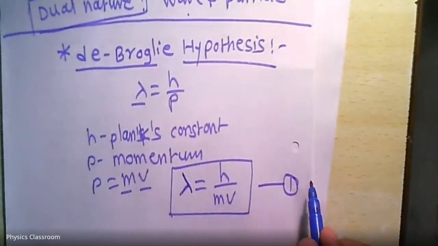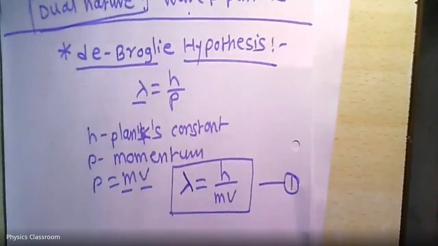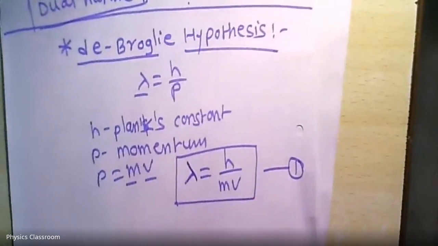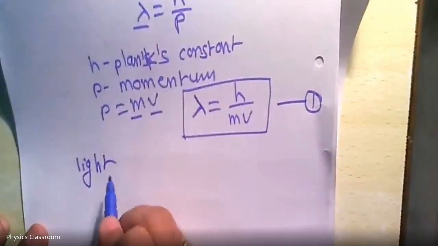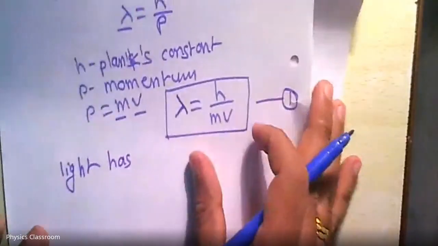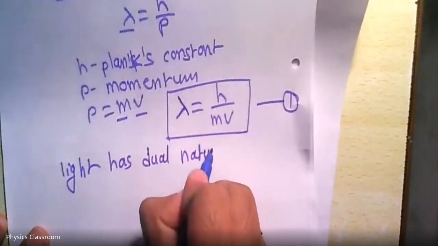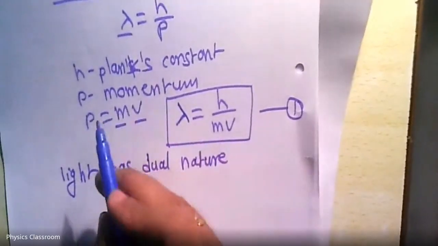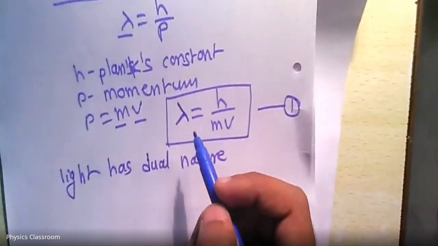In the previous lecture, we studied the de Broglie wavelength. De Broglie stated that light has dual nature. For this phenomenon, de Broglie received the Nobel Prize also. This is wave particle duality.